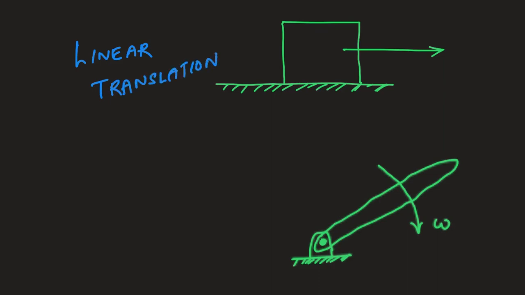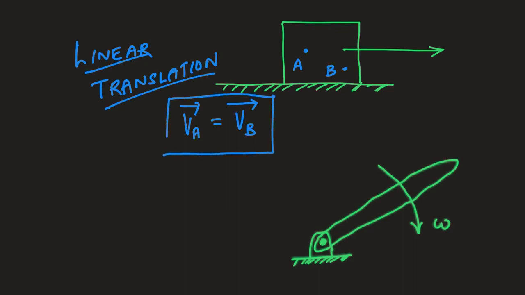What is so special about translation? The concept that you should understand about linear translation is, I'm only talking about rigid bodies here, not flexible bodies. If you have a rigid body undergoing linear translation, then it doesn't matter which point I am talking about, let it be point A, let it be point B, the velocity of all those points will be the same. So in this case, velocity of A will be the same as velocity of B. That is one important thing to remember regarding linear translation.